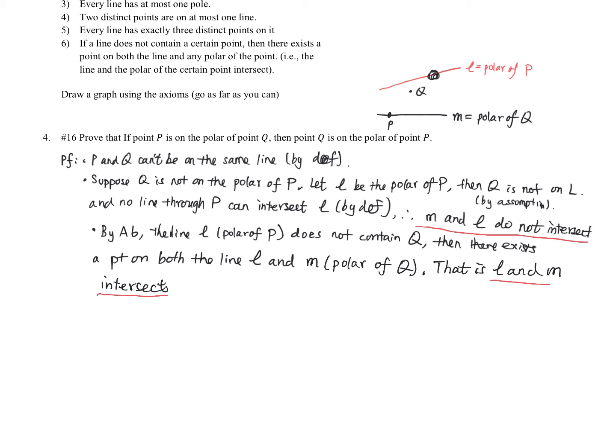Previously, we established that they are not intersecting. Now they are intersecting. So this is a contradiction. Therefore, once you reach a contradiction, that's basically the end of your proof. That means what you supposed is not right, right? So oftentimes for beginners, you can make a conclusion, or sometimes we just end it there. So therefore, Q is on the polar of P.